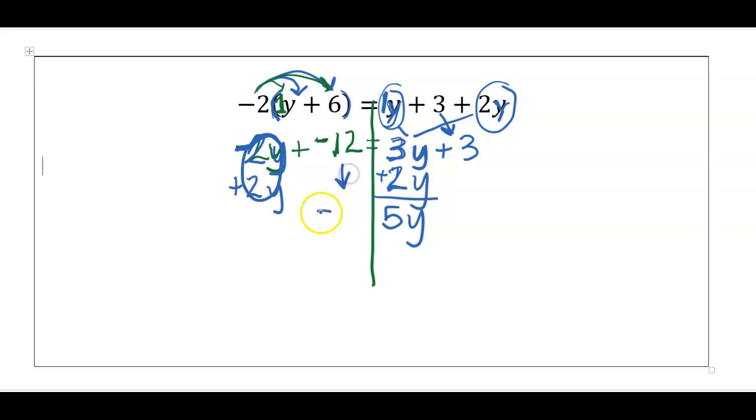I'm going to bring down that -12 on the other side. Again, that negative is really important that we bring it down. And then on this side, I'm going to bring down the +3. You might notice at this point, we're right back to a two-step equation. So I'm going to add or subtract the constant that's on the same side of the variable. So the variable's on this side, so I need to move this 3 off of this side.